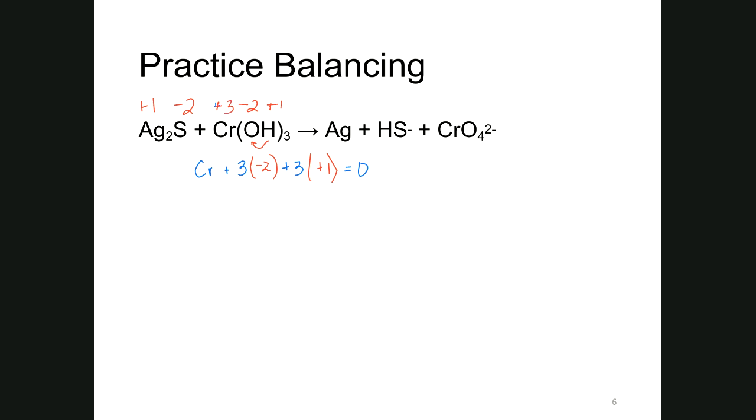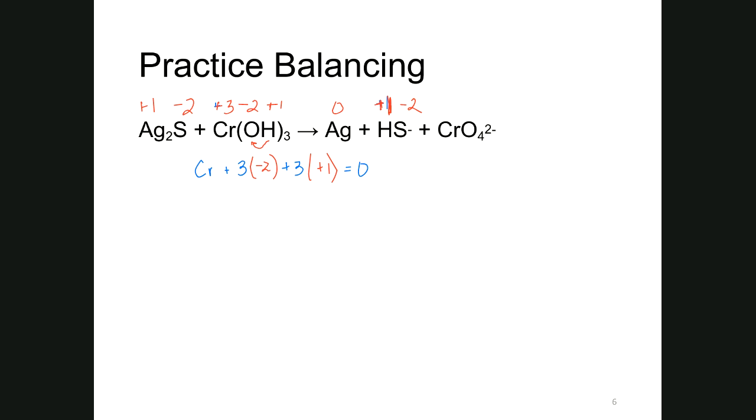Then we move over to our product side. Silver is in its natural form, so it's going to be 0. Then we get to HS minus. Now we don't have any oxygens here, so how do we know what to do? Well, we know what to do because there's a hydrogen in there. So hydrogen is with a non-metal, so the hydrogen is going to be a +1. And so that means that in order for us to have an overall charge of -1, the sulfur has to be a -2.